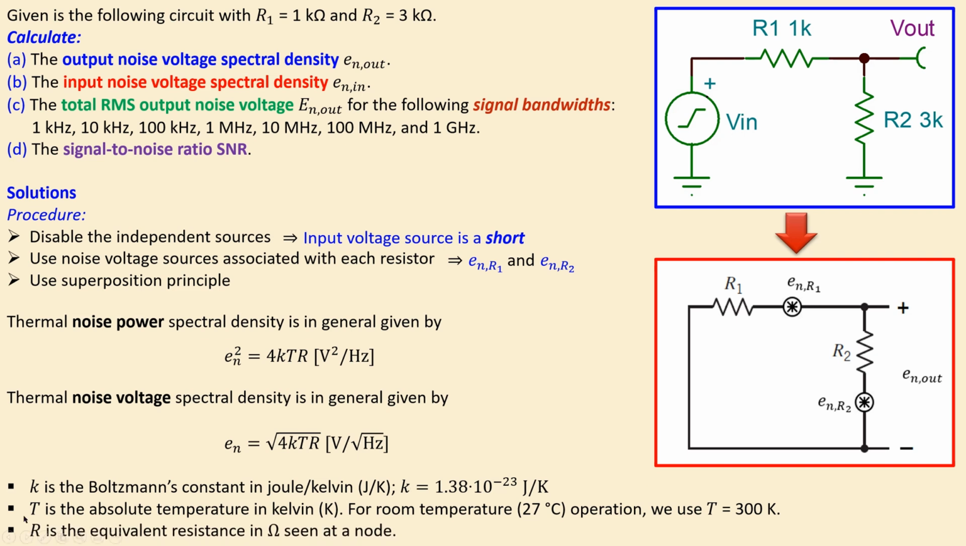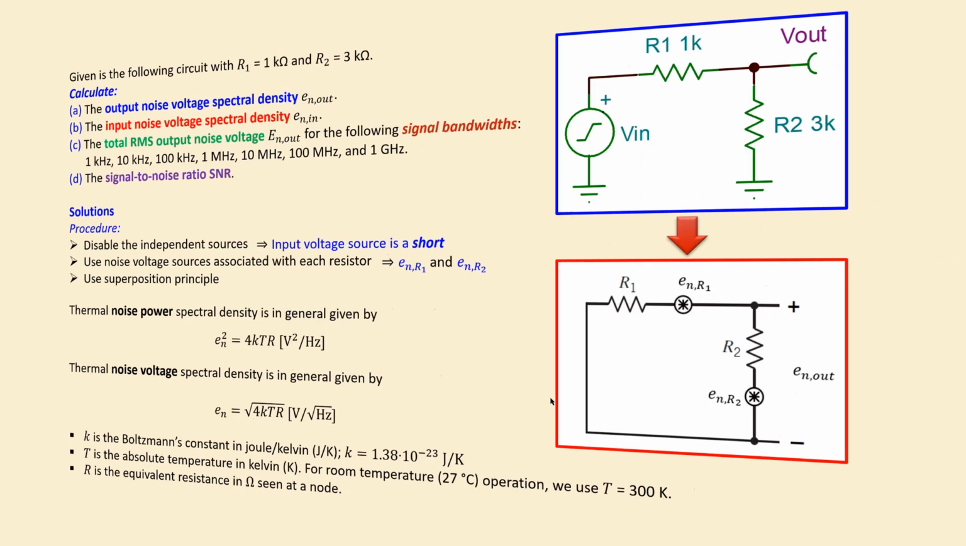Now the R is the equivalent resistance in ohms seen at the node. So for example, if you're interested in this node in the actual circuit, then you are looking from this node into the circuit. Maybe it's better to look at this model, where you have the two resistors in parallel. Then you have R1 and R2 in parallel, and you need to determine the equivalent or effective resistance or impedance seen at this node. That's actually what you need in this expression. So let's move on, and it will be clarified in more detail using numbers.